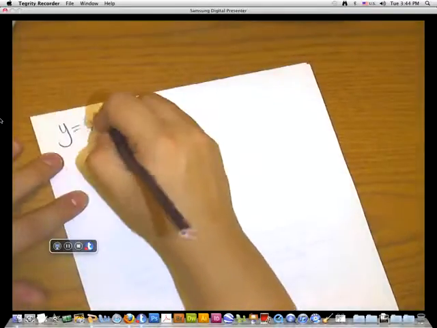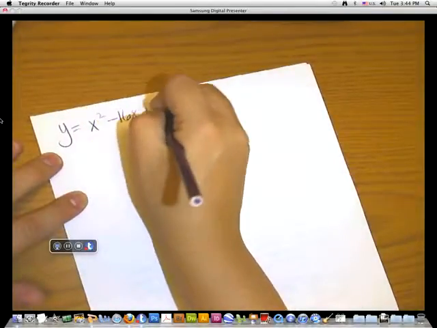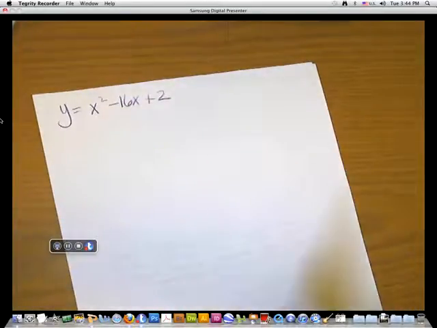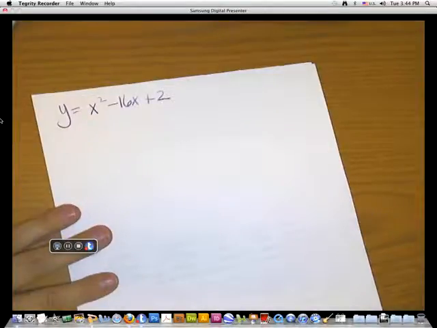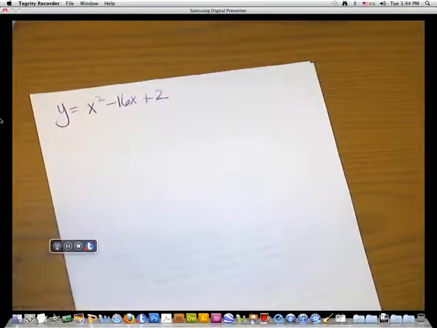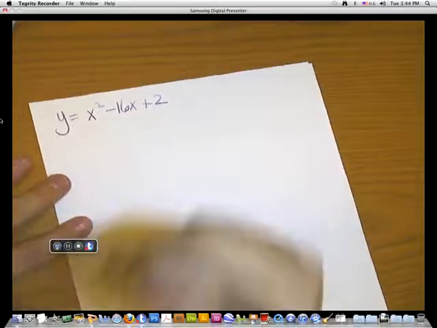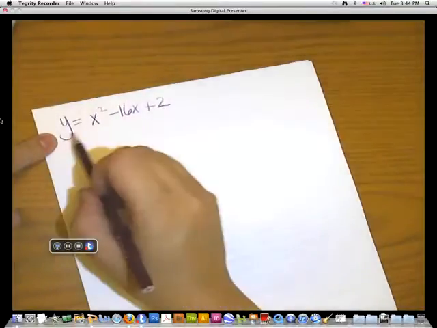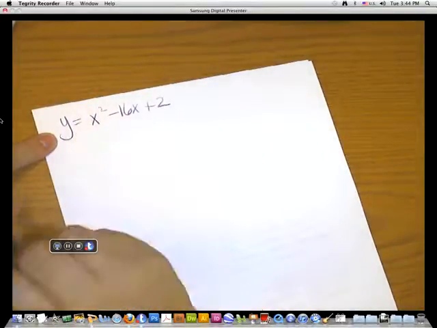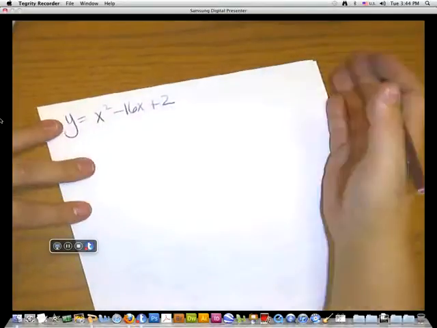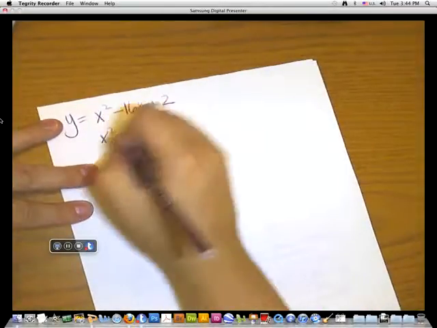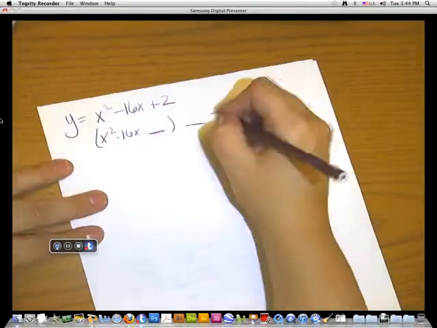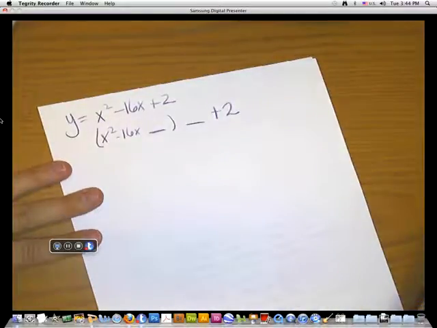Here I have y equals x squared minus 16x plus 2. And the steps are going to be extremely close to one another, but not completely. So the first thing that we're going to do is leave this left side alone where the y is. Instead of moving the constant over, we're just going to separate it off. We're going to go x squared minus 16x, leave a space, and put the constant.